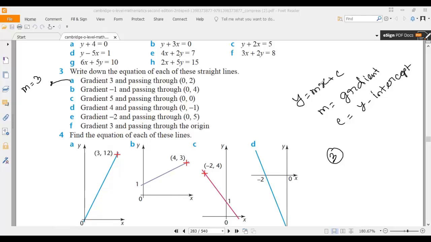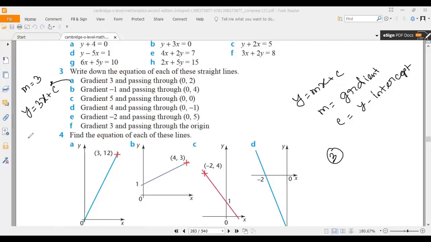We know that y equal to mx plus c. This is the equation of a straight line. So here, if m equal to 3, that means gradient equal to 3, then we can write y equal to 3x plus c. And this line passes through 0, 2. Since the straight line passes through 0, 2, we can say this point will satisfy this equation.